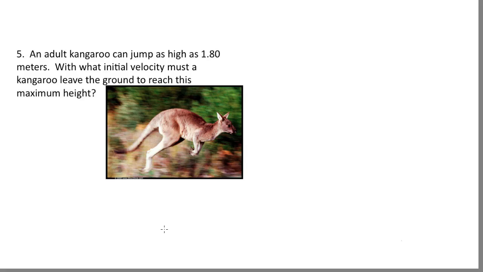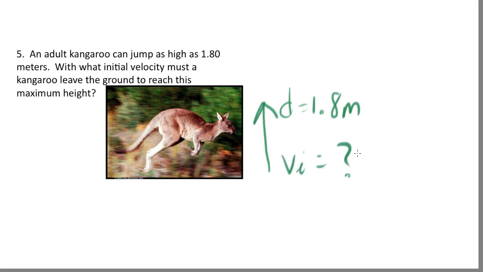Okay, here we go. This will be a little better, and the screen's a little better. An adult kangaroo can jump as high as 1.8 meters. With what initial velocity must a kangaroo leave the ground to reach this maximum height? So there we have our picture. I'm really trying to get around my really lousy picture drawings. But there we have a kangaroo, and it's jumping up as high as 1.8 meters. So we know that it can go a total distance of 1.8 meters. So that's one of my variables. There's my axes. With what initial velocity? I am looking for that.